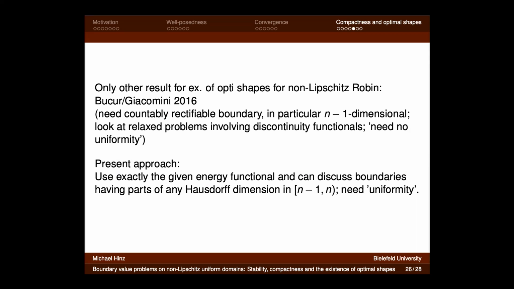What they do not need is any uniform control. We have a uniform control by this uniform epsilon and by these constants CD, CS. That's what they don't need. But of course, they are bound to this n-1 dimensional thing, and they change the functional. What we do is we use exactly the given energy functional, and we can also discuss boundaries of any Hausdorff dimension in that range, basically. But we have to say there's a certain uniformity encoded in this uniform choice of epsilon-infinity domains. So this is maybe how one can roughly compare these ideas.